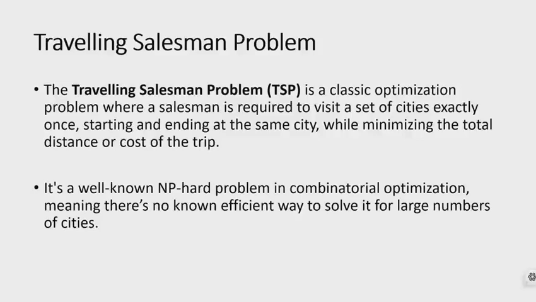Like A, B, C, D. A is one of the cities, B is one of the cities, and D is one of the cities. If the salesman starts from A, he will end in A, because it will be like a circle, while minimizing the total distance or cost of the trip. The main thing is we have to minimize the distance, and also reduce the cost of the trip for the Traveling Salesman Problem.